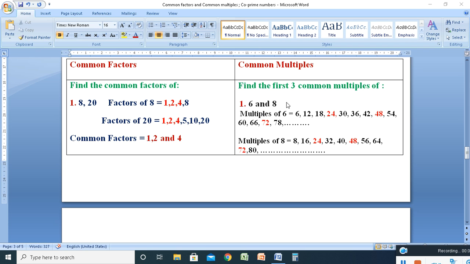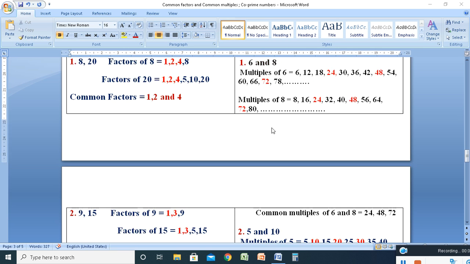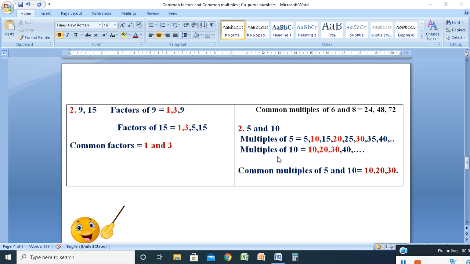Okay, so the first three common multiples of 6 and 8 are 24, 48, and 72. So two steps you have to follow: first you have to mention the multiples of the given numbers. Now look at the next example, the second example: 5 and 10.